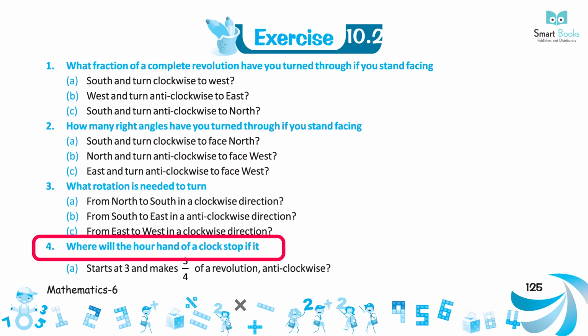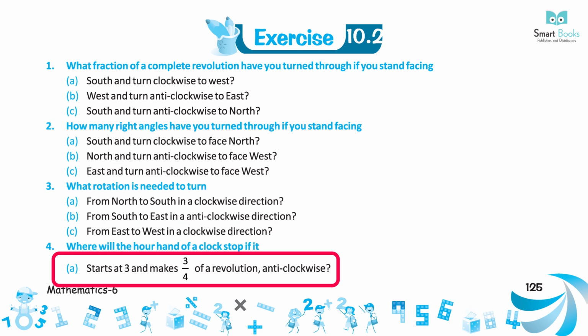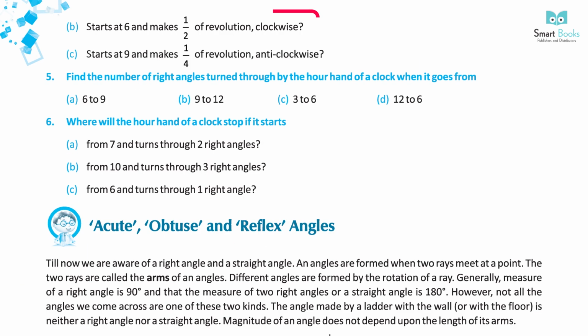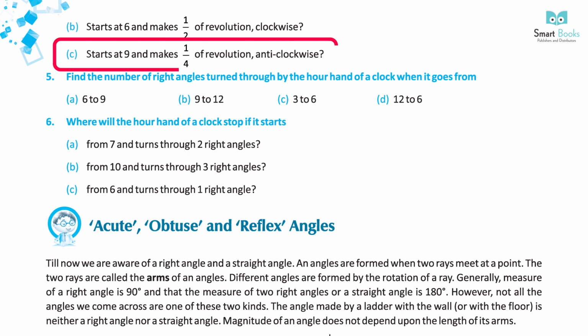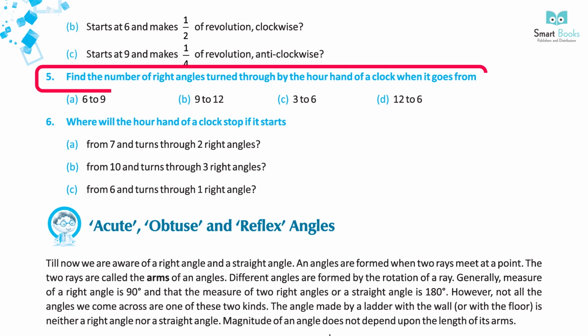Question 4. Where will the hour hand of a clock stop if it A. starts at 3 and makes 3/4 of a revolution anti-clockwise? Solution. Stop at 6. B. starts at 6 and makes 1/2 of a revolution clockwise. Solution. Stop at 12. C. starts at 9 and makes 1/4 of a revolution anti-clockwise. Solution. Stop at 6.